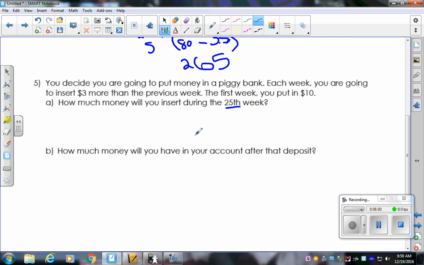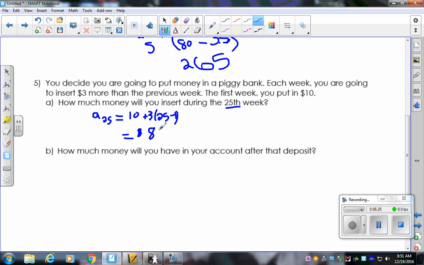So we're going to use our arithmetic sequence explicit formula, which once again, it's on your formula sheet. So I'm finding what I'm putting in during the 25th week. Okay, so I'm starting with week 1, I put in 10. My common difference is 3. And on week 25, what's going in there? So do your math, and it's 82. Okay, so $82 is what I'm putting in.